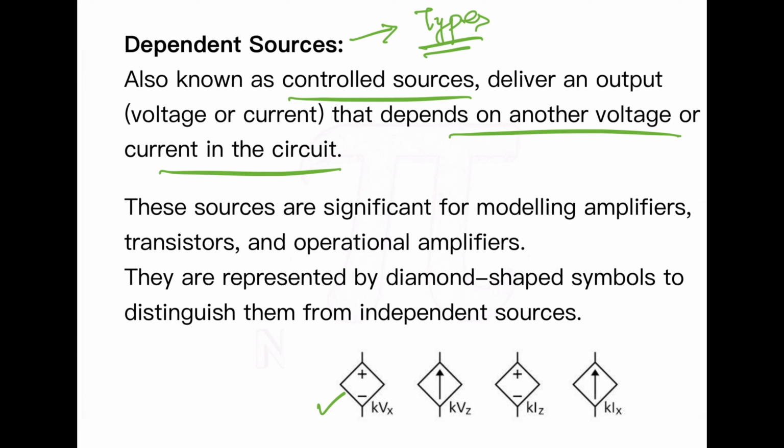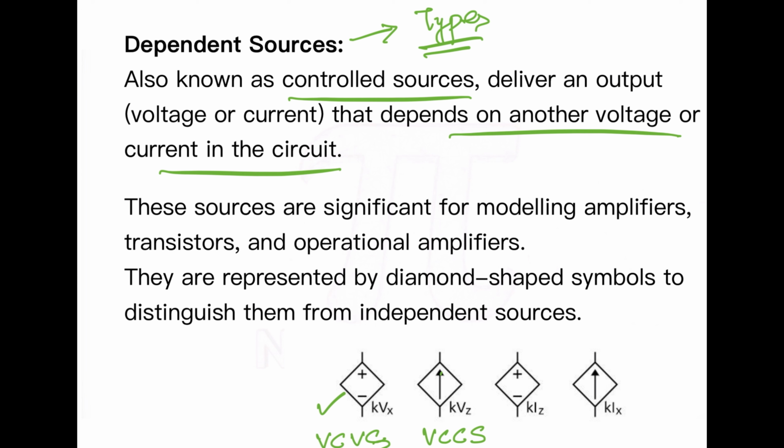We have 4 types of dependent sources. The first one is the voltage controlled voltage source. If a diamond shape has positive and negative marked, it means it is a voltage controlled voltage source. The next one is the voltage controlled current source. The arrow indicates that it is a current source, but it depends upon a voltage. That is why it is called a voltage controlled current source.